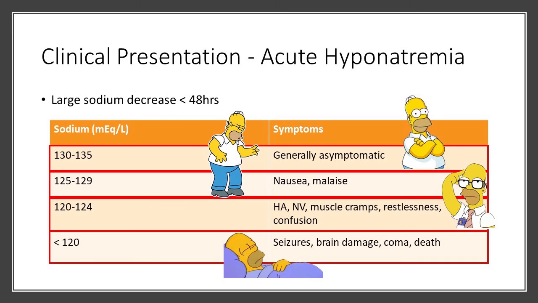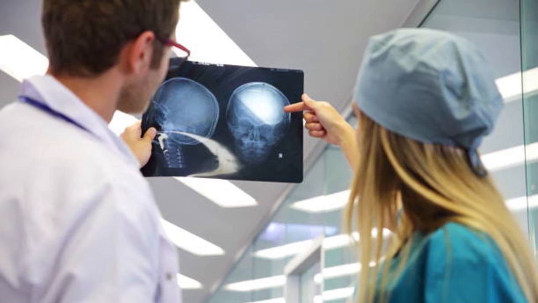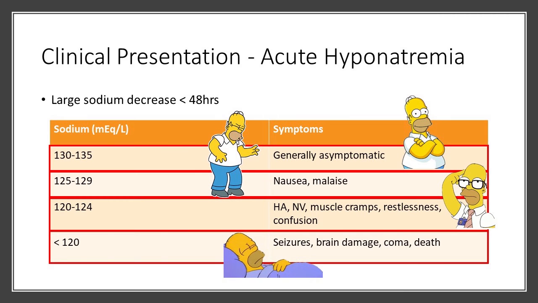When we start getting below 125, that's when we start seeing actual symptoms that we can infer are related to our hyponatremia. So we can get headaches, nausea, vomiting, muscle cramps, and confusion. And when we start seeing that confusion, that's when we start to worry that we've started to get some cerebral edema. And then less than 120, we can see brain damage, we can see coma and death. So it's very important once we see our sodium level less than 120 that we act pretty immediately.